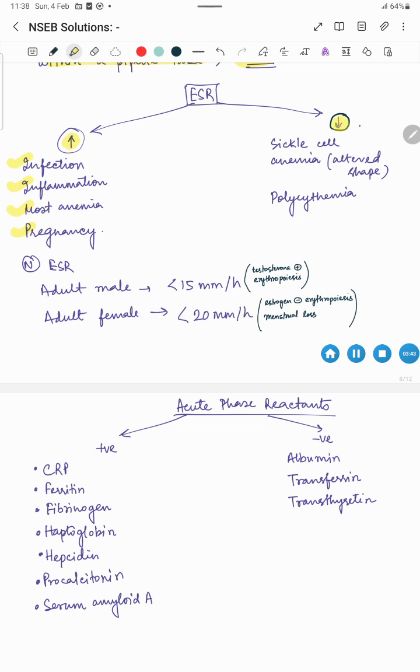ESR decreases when the RBCs are not falling down fast, that is, the RBCs are falling down slowly. In sickle cell anemia, due to the altered shape, the RBCs are not clumping together and they fall down slowly. In case of polycythemia, there are excessive RBCs, there are excessive negative charges, so the ESR is also less.